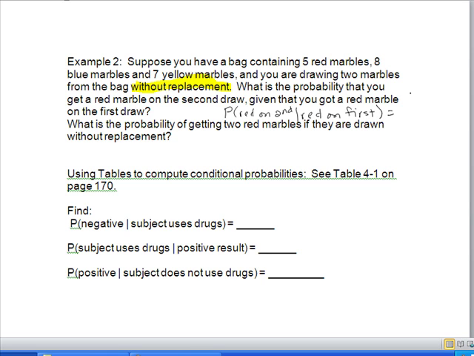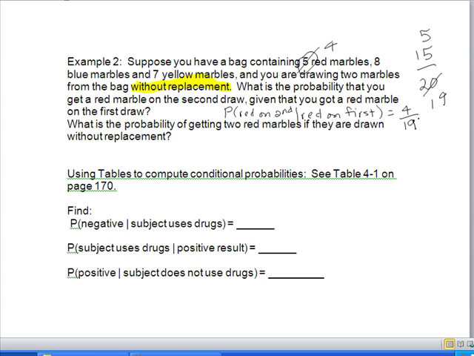Okay, so we started out with 5 plus 8 plus 7, that would be 5 plus 15. We have a total of 20 marbles, and we started out with 5 red. So we've removed a red, that's going to bring this number down to 19, and this number here down to 4. So the probability of red on the second draw, knowing that we've removed a red marble, would be 4 out of 19.